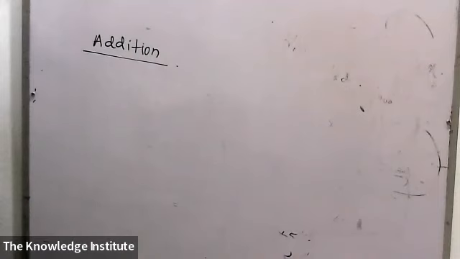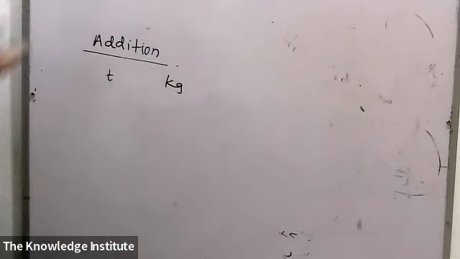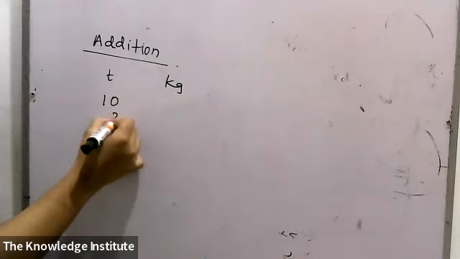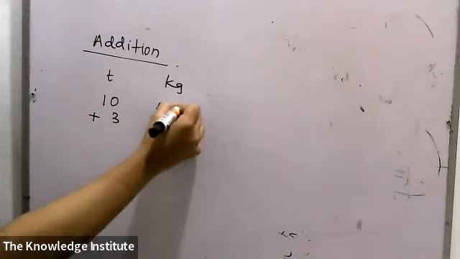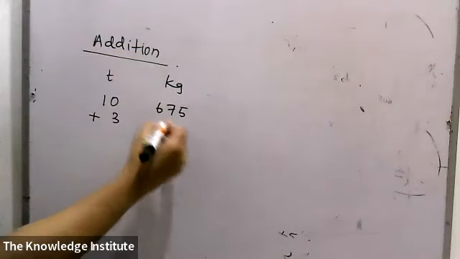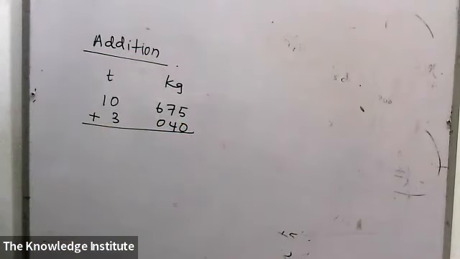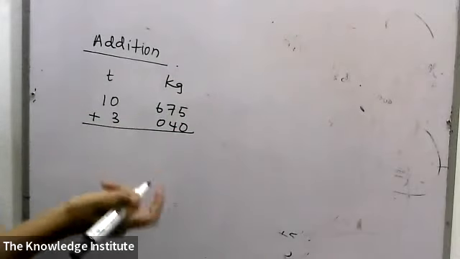Let's say you have tons and kilograms to add. 10 tons 675 kilograms plus 3 tons 40 kilograms. How can we add it? Usual addition method. In addition or subtraction, we should always go from your right hand side.